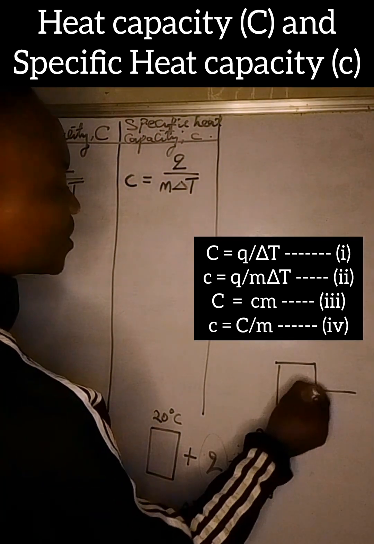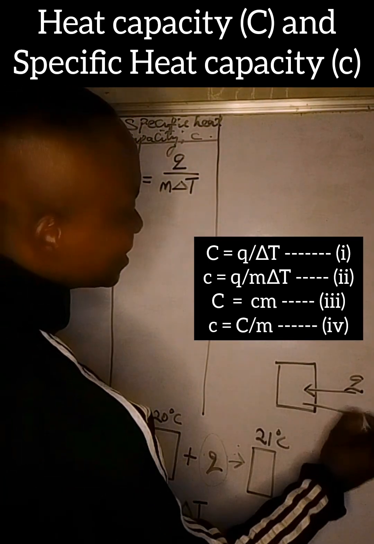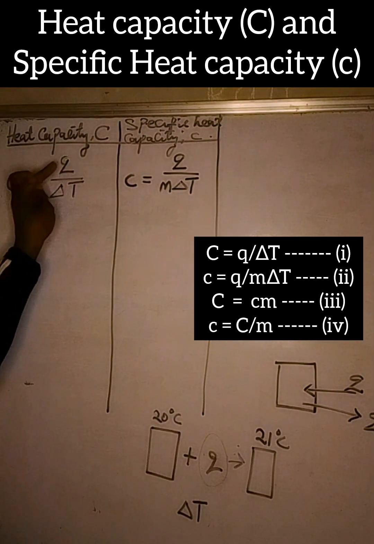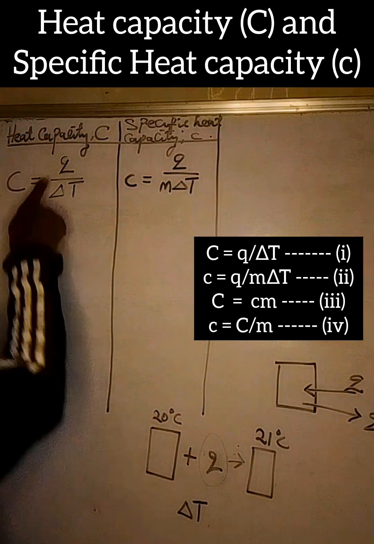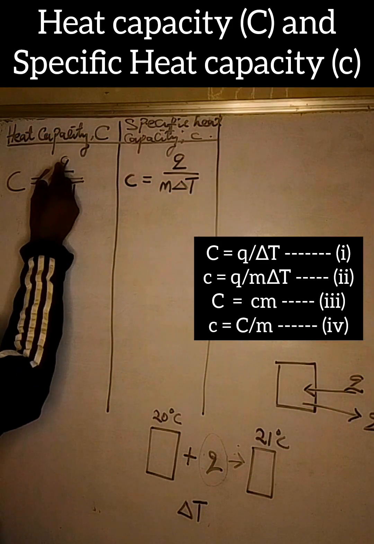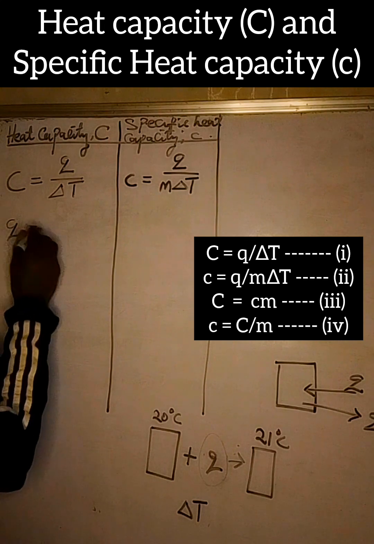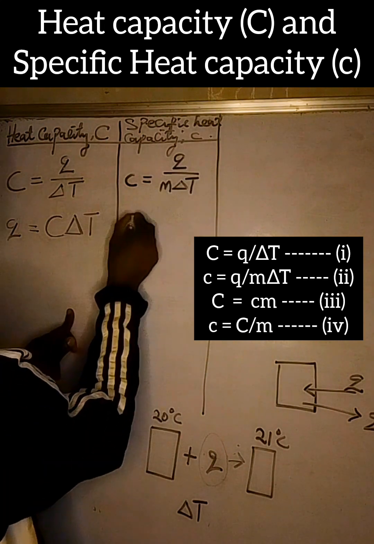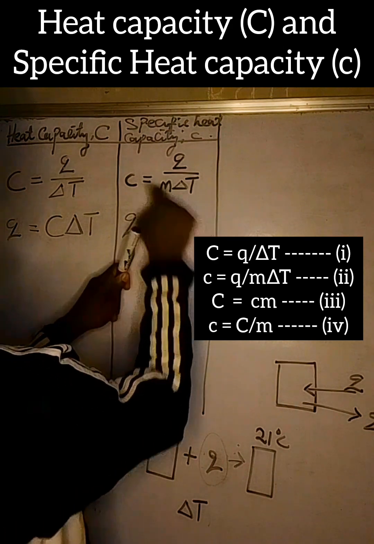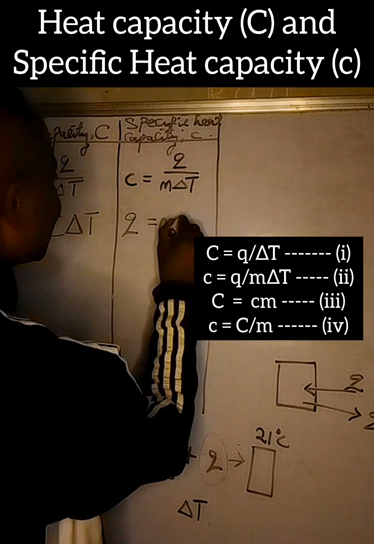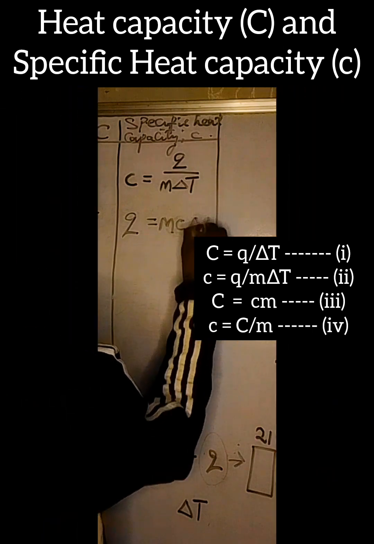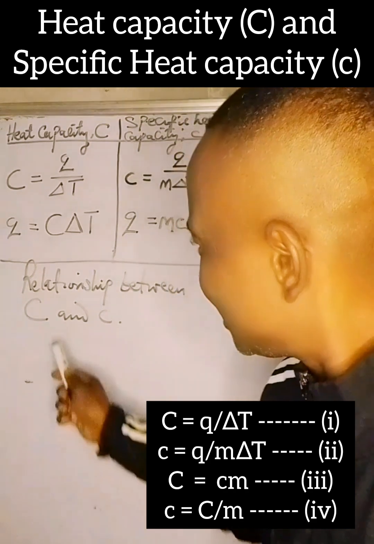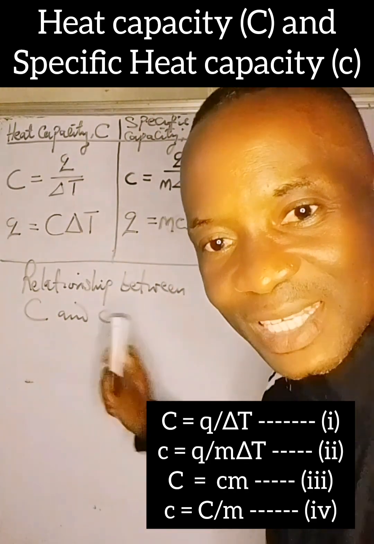In thermodynamics, we are talking about a system and how it absorbs heat or how it releases heat. Therefore, we are going to derive the formula for this quantity of heat. From here, you can clear the fraction by saying Q equals C dT. And here, Q equals this times this, which is M C dT.